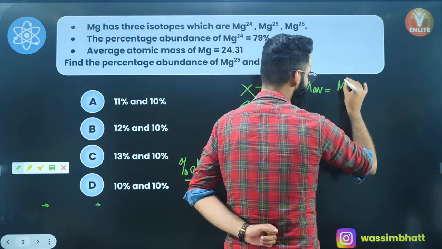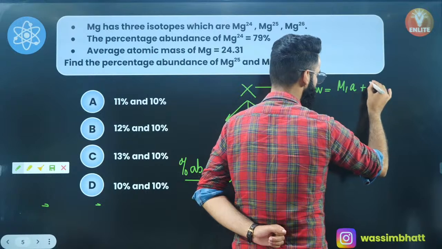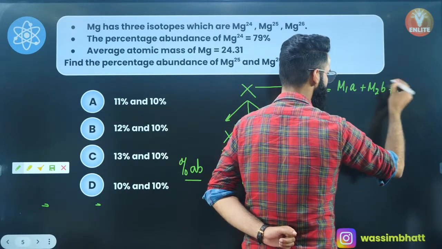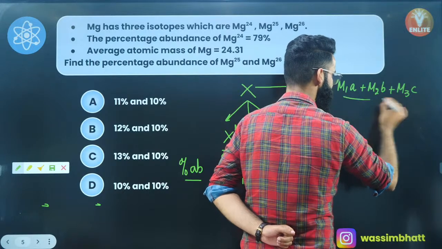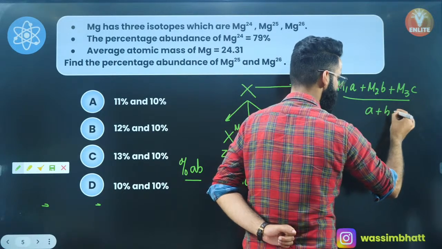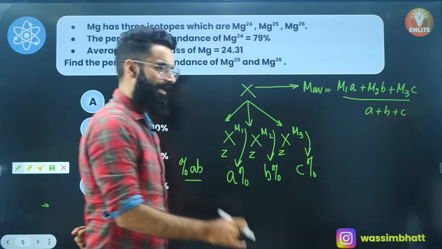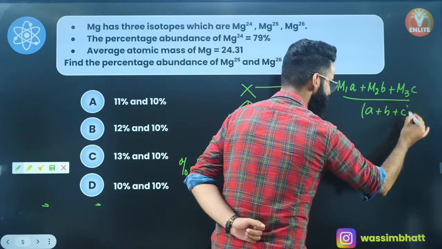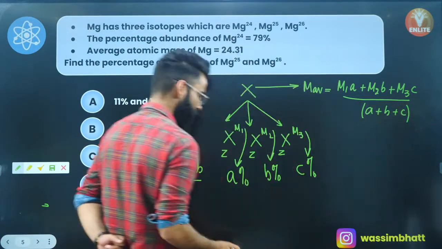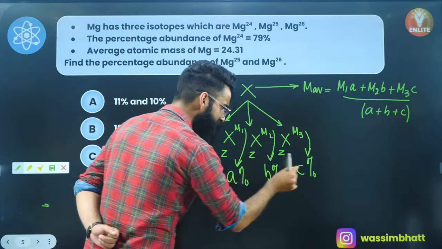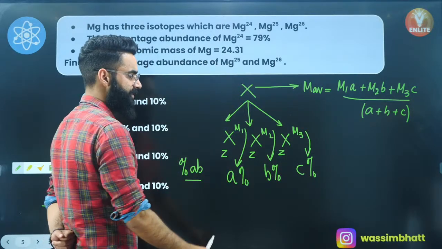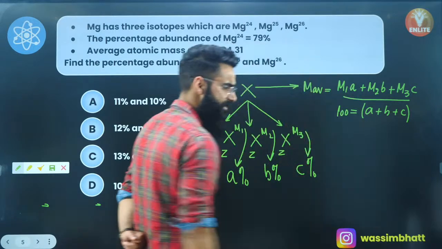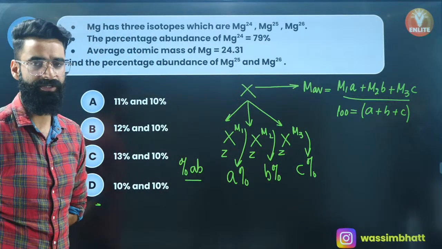So the result which you'll be using to calculate the average atomic mass of an element which has isotopes is going to be (M1A + M2B + M3C) divided by (A + B + C), right? Let me tell you one more thing. Do remember, the sum of percentage abundances of all the isotopes of a particular element is always equal to 100, right? This is the concept which you'll be using here to solve the equation.